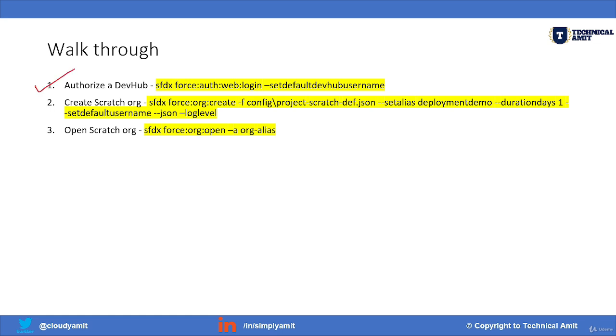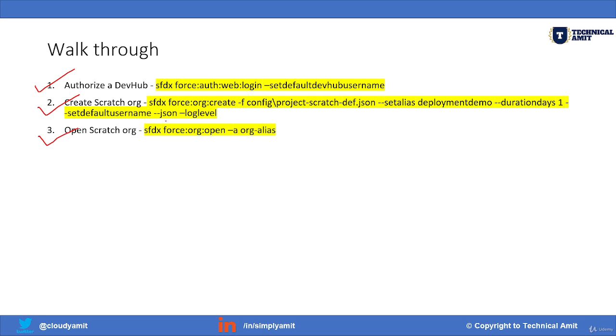So these are the things that we are going to do in this video. We have already authorized with the dev hub, so we don't need to authorize. We are going to skip this part from this walkthrough. We are going to create a scratch org and then we are going to open the scratch org. So let's quickly see what are all the commands to do that.